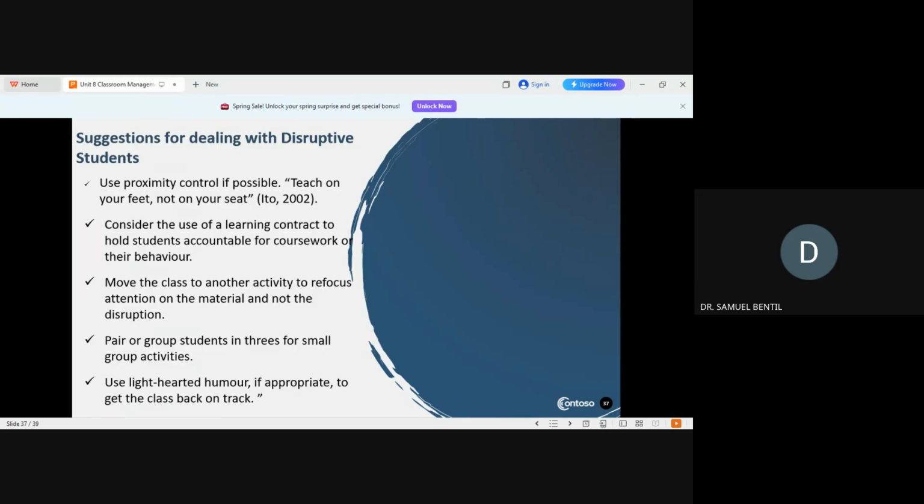You can also move the class to another activity to refocus attention on the material and not the disruption. If you know a behavior is happening and people are talking about it, quickly switch them from that activity to another to avoid them wasting time on that disruption. You must also pair or group students in threes or small group activities, because when there are many, they tend to misbehave and do not participate. And when you are grouping them, blend them. Don't make sure that the good ones go to one group, they will hijack. Blend them with the average, the good, and the fast, so that they can have uniform discussion.